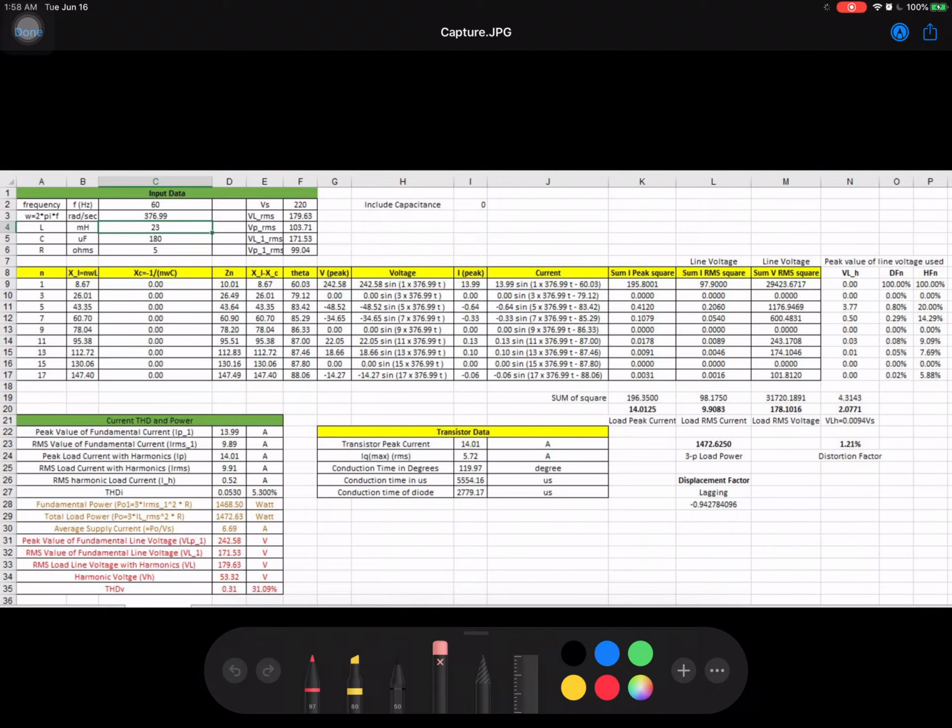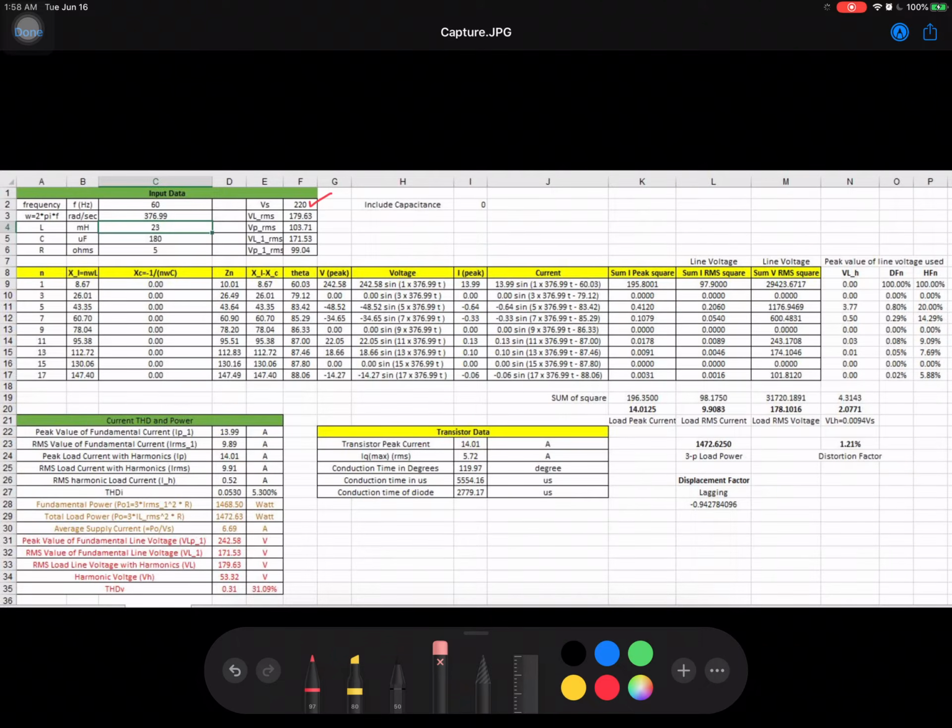So we are going to analyze a circuit whose output voltage is to be determined, and the output frequency for this circuit is 60 Hz. Supply voltage is 220 volt. Load information is this one. Load inductance is 23 millihenry. Capacitance is 180 microfarad and the resistance is 5 ohm.